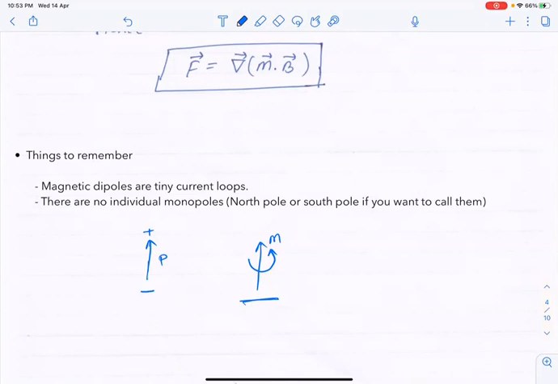So this is where I would end this lecture. What we learned here is essentially the mechanism by which the paramagnetic effect arises, and about the force and torque on the magnetic dipoles. In the next lecture, we'll discuss diamagnetism.